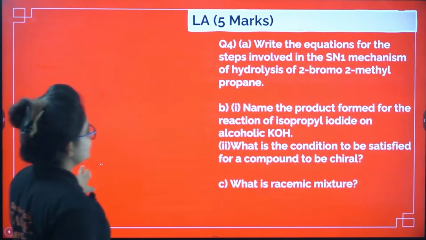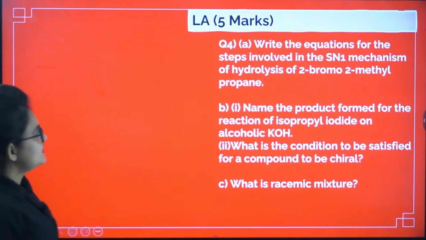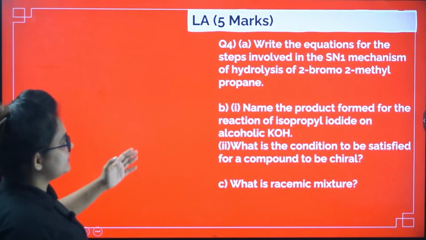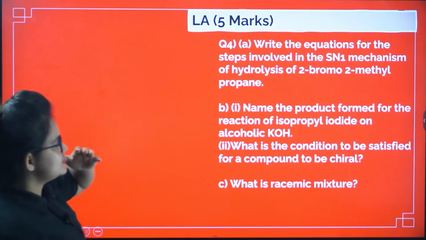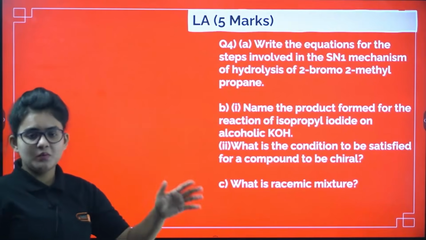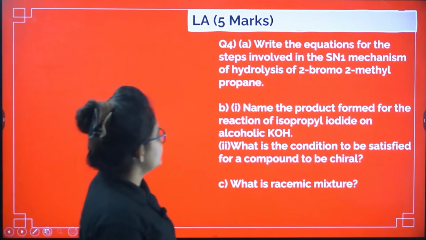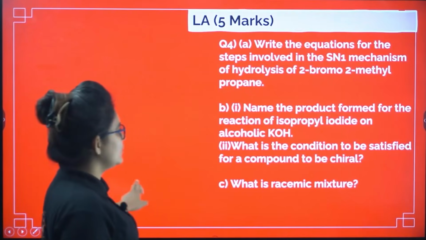That's it. Let's proceed. Write the equation for the steps involved in SN1 mechanism. That already we did. Hydrolysis of 2-bromo-2-methylpropane, same thing. Hydrolysis means you have to add OH over there. Same thing only. Name the product formed for the reaction of isopropyl iodide with alcoholic KOH.